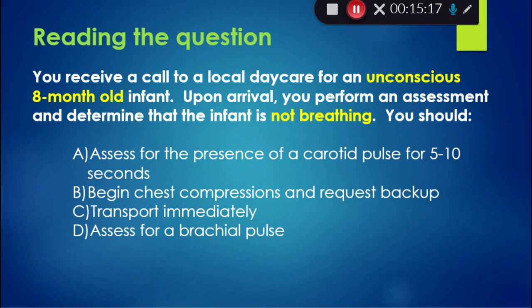Okay. C, transport immediately. I'm telling you, if I've got an 8-month-old that's not breathing, I'm going to want to get scooting pretty quickly. But I've got some things I have to do first. Okay. Transport is not always the best option at that very second. So let's look at D. Assess for a brachial pulse. Okay. Brachial pulse is the correct location. So out of all of these, D is going to be my best option.